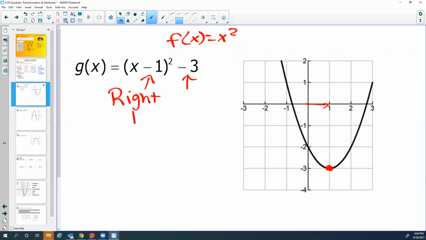Here I have −3. That means it went down 3. And I can see that here on my parabola.